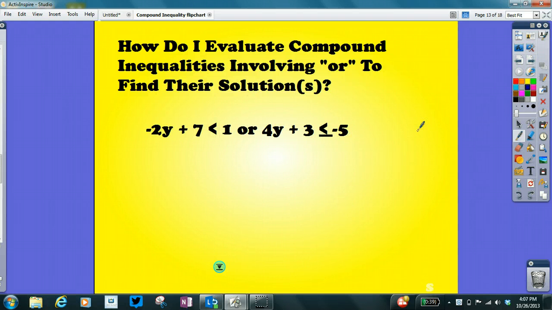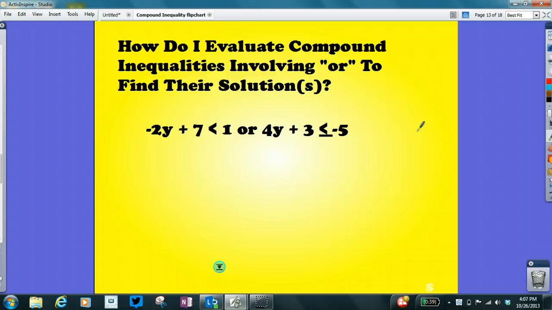Let's work just one more together. What I want you to do, go ahead and work this one out and graph it on a number line and see if what you get matches mine. Go ahead and pause and work this one out. Okay, again, I'm going to work this one out with you, see if we came up with the same thing. You've got negative 2y plus 7 is less than 1, or 4y plus 3 is less than or equal to negative 5.